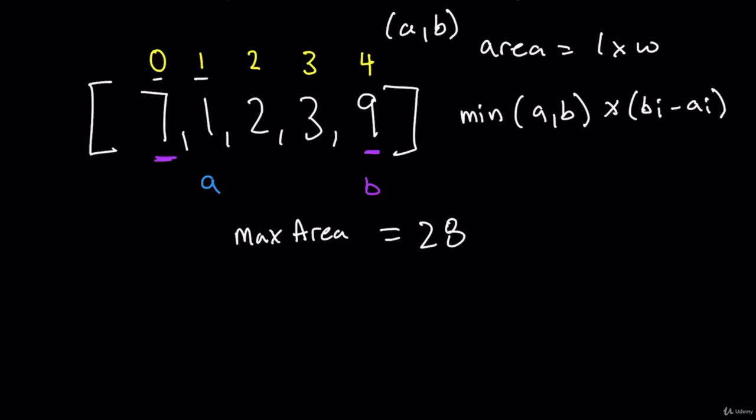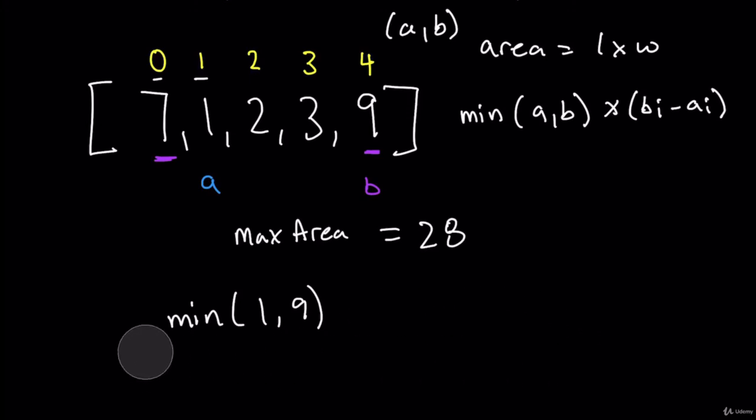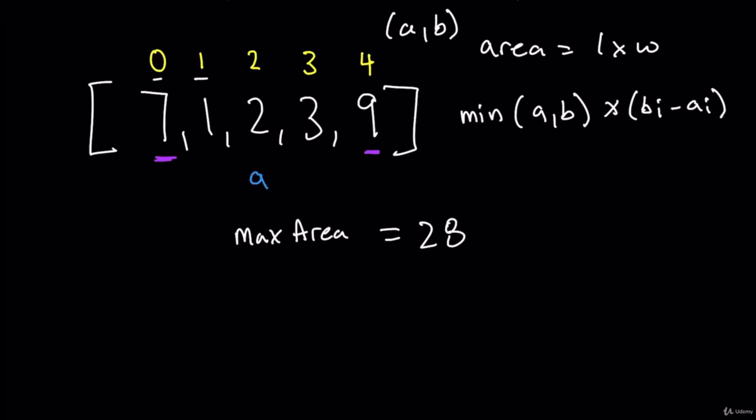Now we do our new calculation. We get the minimum between 1 and 9 multiplied by B index of 4 minus A index of 1. Minimum between 1 and 9 is 1. 4 minus 1 is 3. Area is 3. Our current area, 28, is still greater than 3, so nothing changes, and we reset our A and B because we've hit the end with B. A now gets initialized at 2, B initializes at 3, and then we restart our calculation.